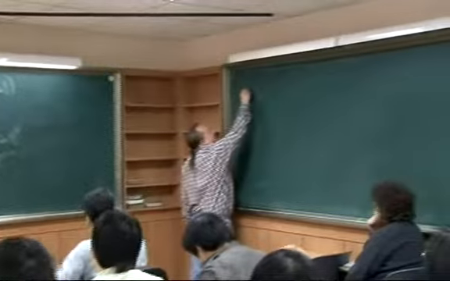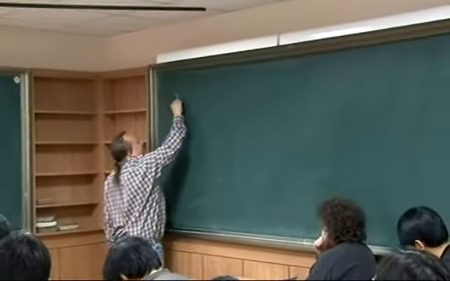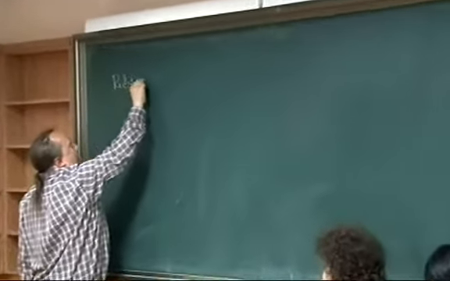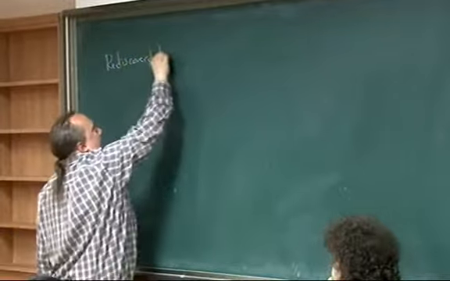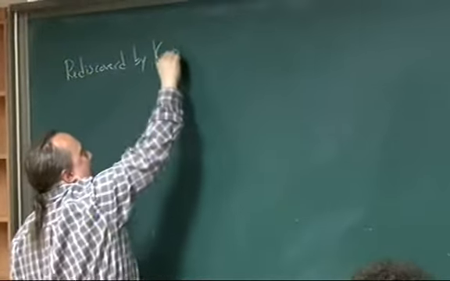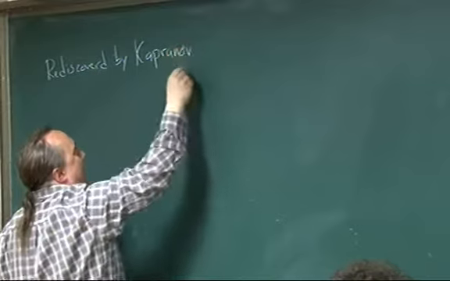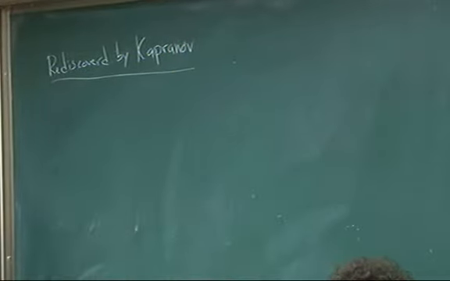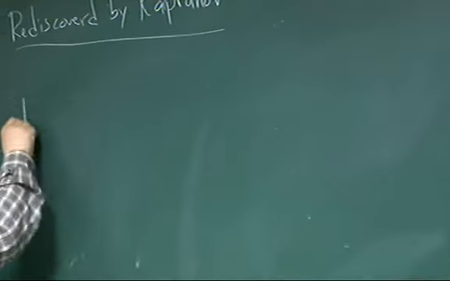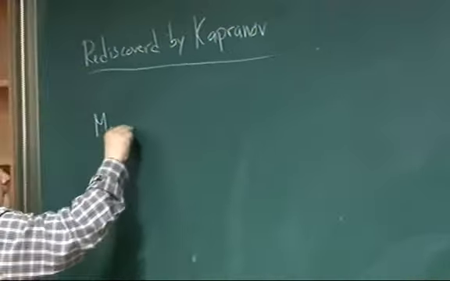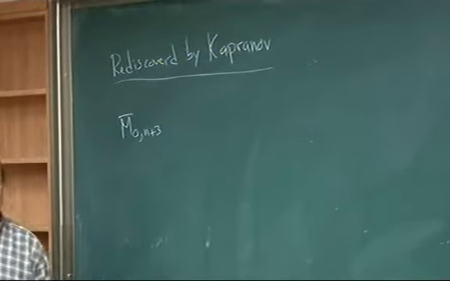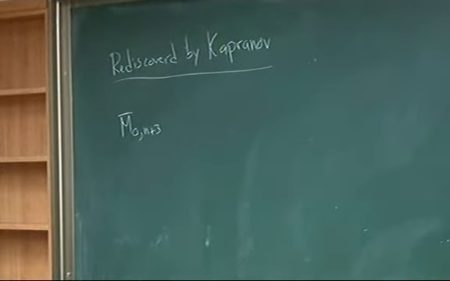So this was sort of rediscovered a couple years later by Kapranov, who was looking for descriptions of moduli space of pointed curves. So if you were going to try to build, sorry about the indexing, M0 n plus 3 bar.